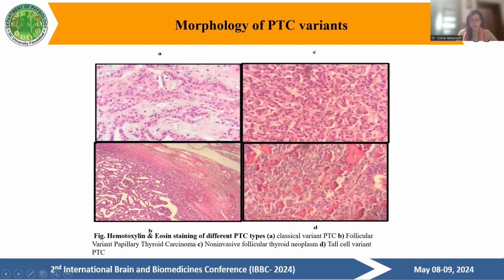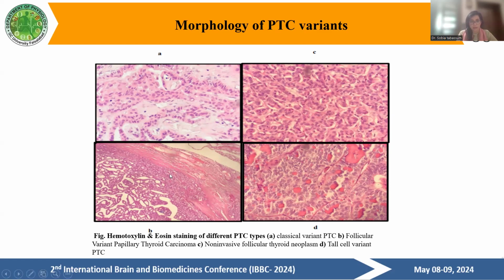They are also well defined by the nuclear enlargement. However, the nuclear membrane is irregular and the chromatin material is very much distinct. And down to the A section, in the B section, you can see there is a follicular variant of the papillary thyroid carcinoma. It is again a histological variant of papillary thyroid carcinoma.